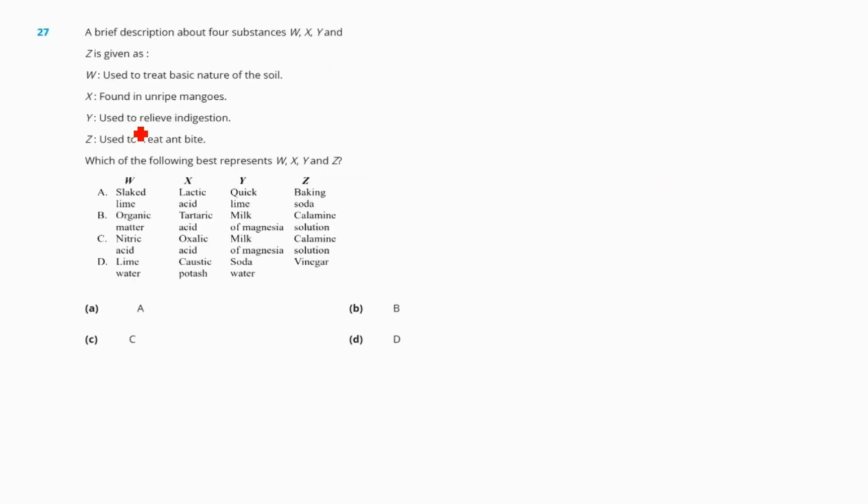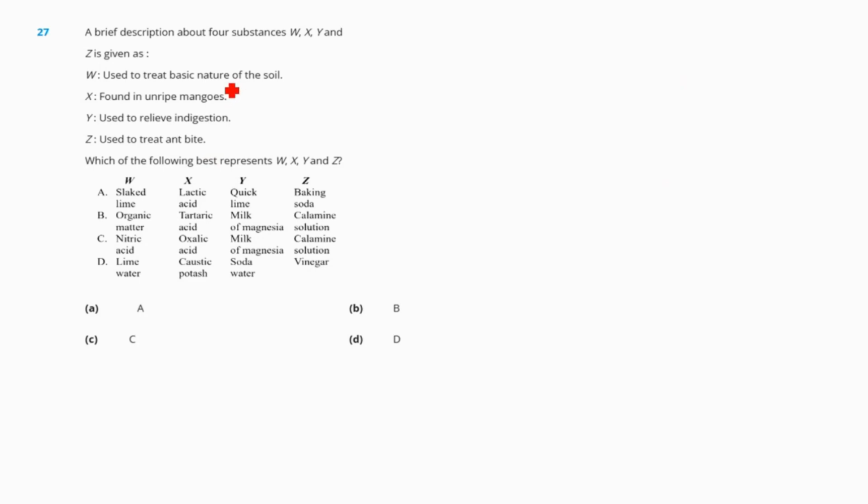Question number 27. A brief description about four substances W, X, Y, and Z is given. Used to treat basic nature of the soil. So the basic nature of the soil will be treated by any acidic thing, organic matter, right? Okay, let's see. Found in unripe mangoes. Unripe mangoes, it will be tartaric acid. Used to relieve indigestion. Indigestion will need some basic substance. And used to treat ant bites, it will be used for any calamine lotion, right?